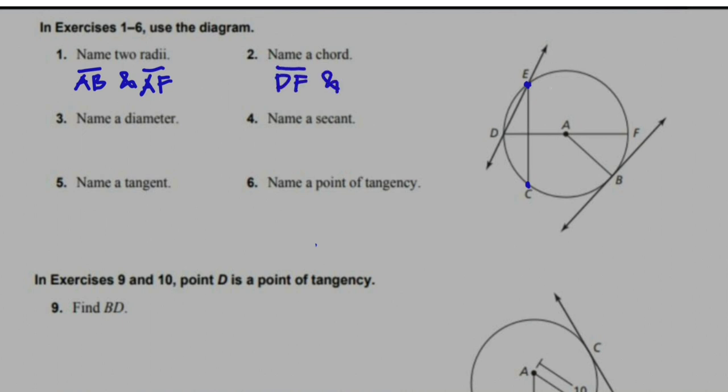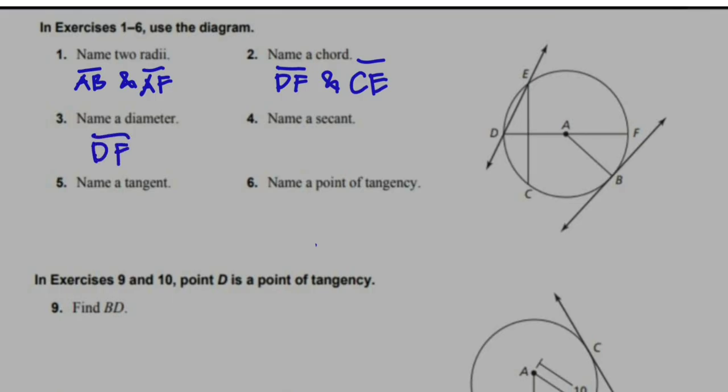And then this one, EC. Wait, DF? But DF isn't a chord. That's a chord, and it's also a diameter. Isn't that the diameter? Yes, and it's also a chord. And then CE. Name a diameter. So that's DF.